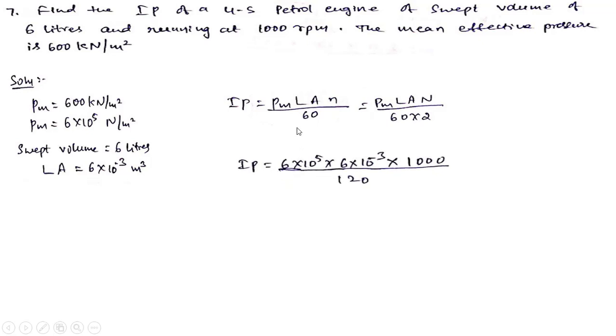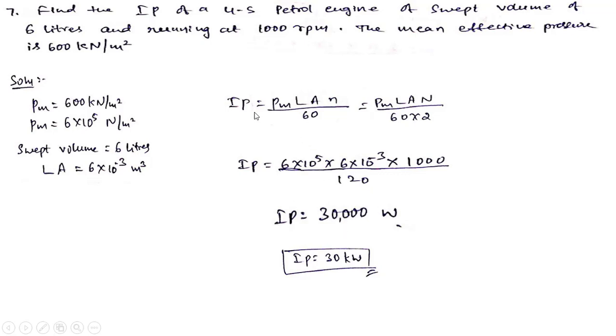IP is equal to 6 into 10 power 5, the mean effective pressure, and LA I will directly substitute here, 6 into 10 power minus 3, and speed of the engine, it was mentioned as 1000 rpm. Write that 1000, and it is 60 into 2. You can write 60 into 2, or the product 120, and you will get IP as 30,000 watts. And if you express this watts in terms of kilowatt, it will be 30 kilowatt. IP is equal to 30 kilowatt. Check the calculation once properly.